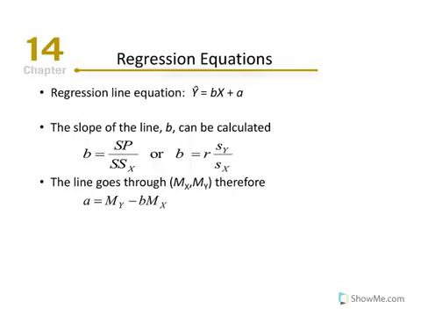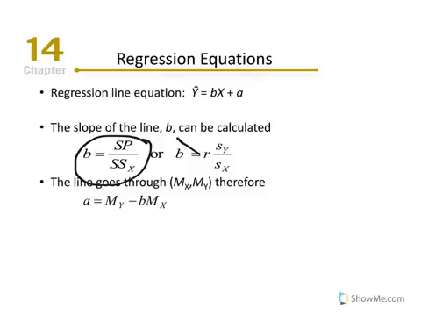So when we're making predictions, the regression line now reads as y hat. Y hat is the predicted value of y, is equal to the slope multiplied by the given value of x added to the intercept. So the slope of the line, again, b, can be calculated using this equation.